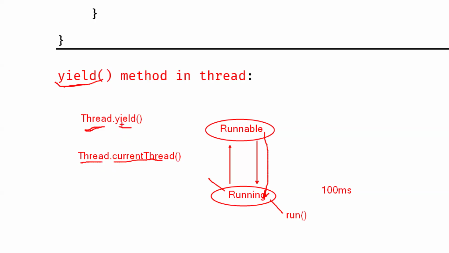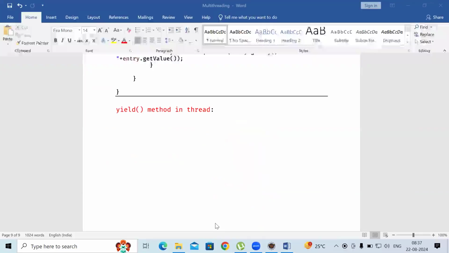Similarly, how can you call the yield method? Thread.yield. This is called yielding the thread. Am I clear with you? What's the meaning of yielding? A thread is coming out of running state and will make a chance for other threads to enter. Then we call which method? The yield method. We'll see the definition given in the documentation.